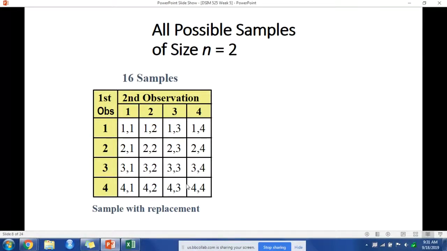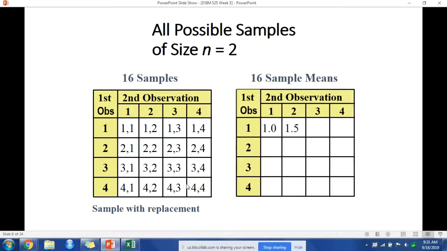So let's look at all possible samples of size n equals 2. That will give us the sample means of each of those. So 1 and 1, we average those together, we get 1.0. If we have 1 and 2, we take the average: 1 plus 2 divided by 2 is 3 divided by 2, which is 1.5. We do that for each combination of observations.